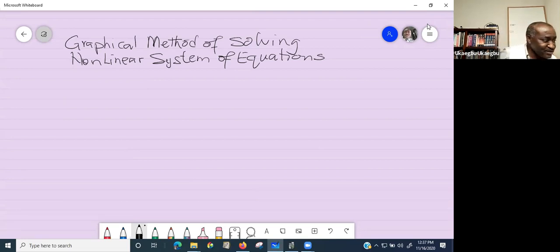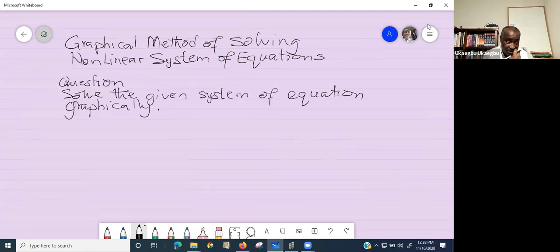The objective of today's class is to enable us to learn and understand how to use graphical method in solving systems of non-linear equations, all right? So having said that, here's the question for illustration. Solve the following system of equations graphically. And what is the equation?